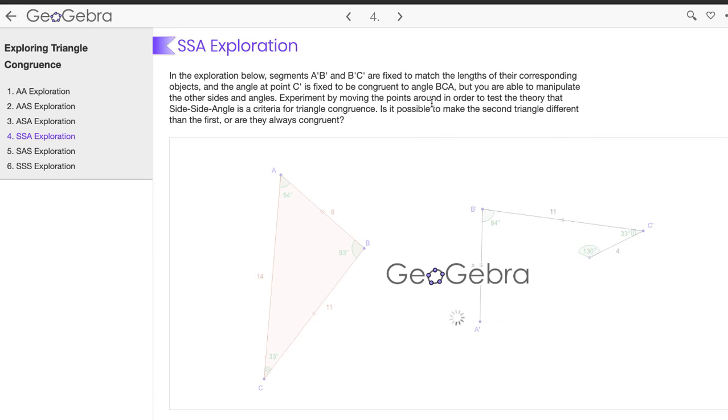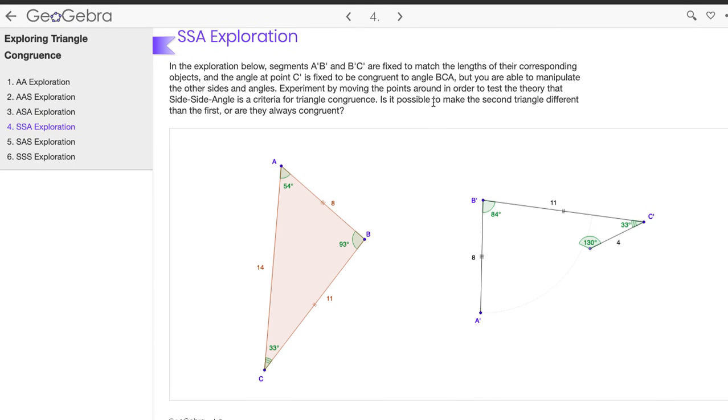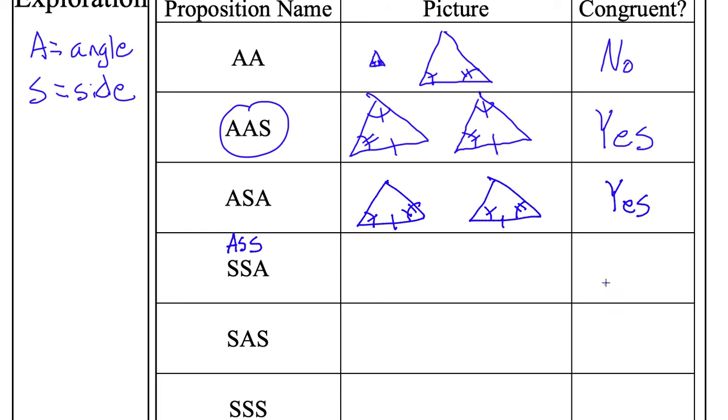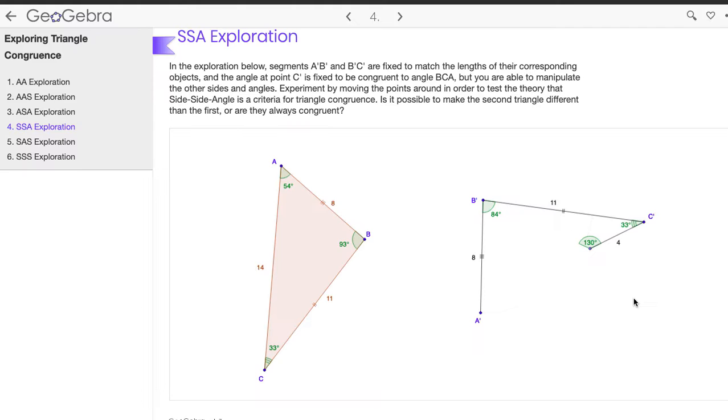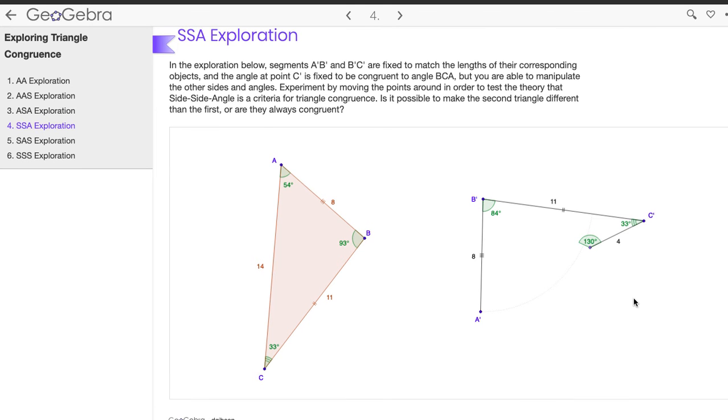Side, side, angle. So this one actually works half of the time, which means the answer over here is no. It has to work every time. And I'll show you why this only works half of the time.